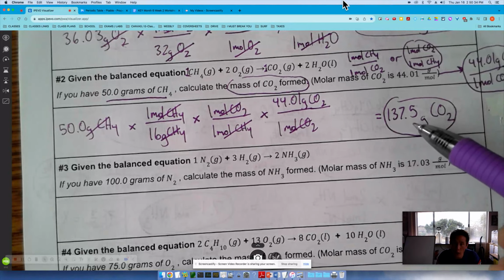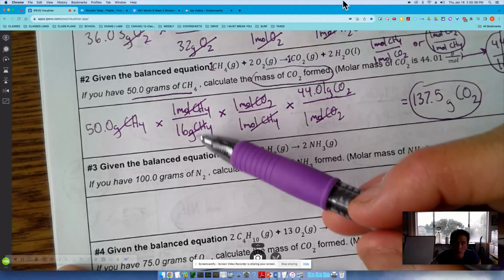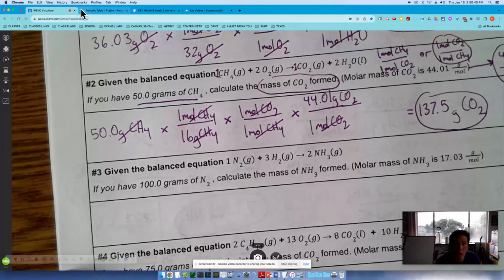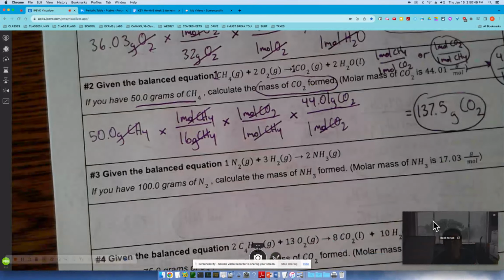In case you're wondering why it came out that way, it's because when I calculated the molar mass of CH4, I rounded a bunch of those numbers. Remember, I was like, 12, and I rounded that to 12. I don't know if you remember. But anyways, that's it. Okay.